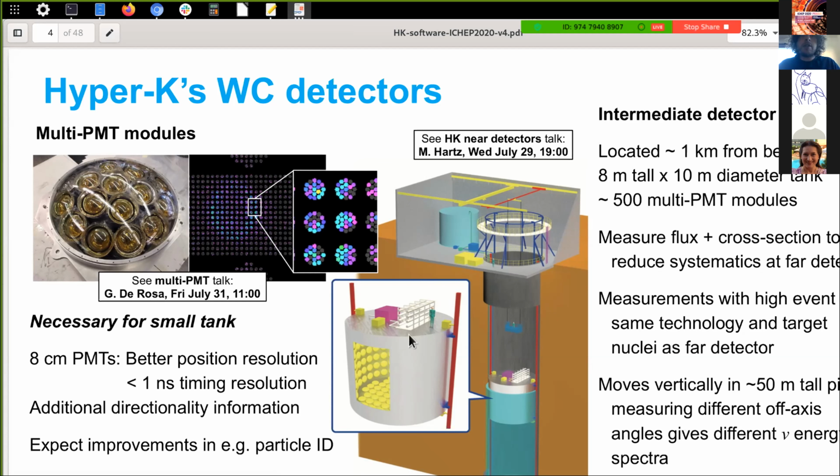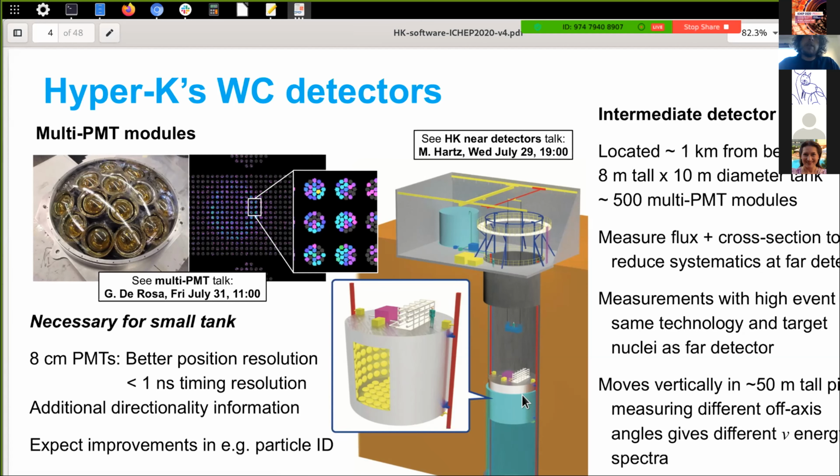So the intermediate detector is, as I mentioned, a smaller water Cherenkov detector which sits in a vertical pit. It's able to move up and down inside this pit, and that's so that it can measure the neutrino flux coming at different off-axis angles from the neutrino beam, so that it can measure different energy spectra of the neutrinos to measure the flux and cross-section in a way to reduce the systematic errors in the far detector.